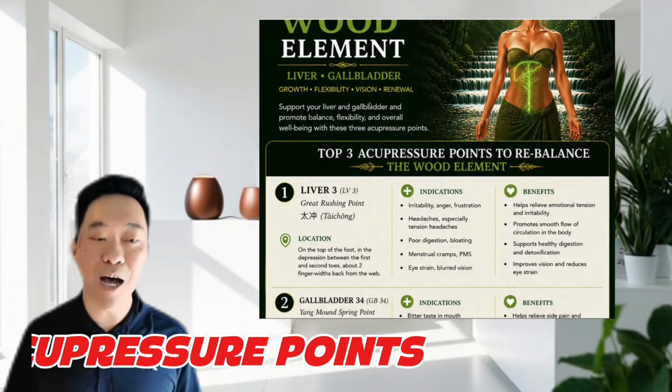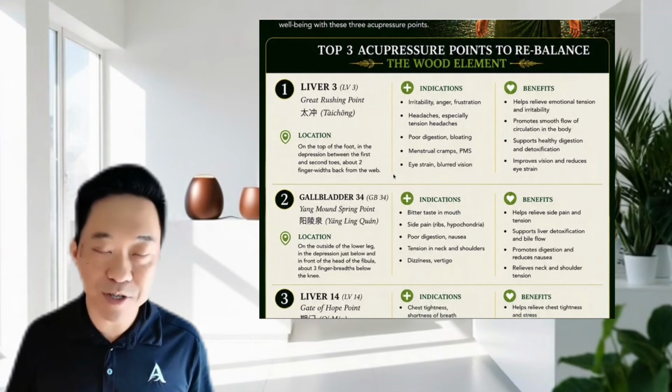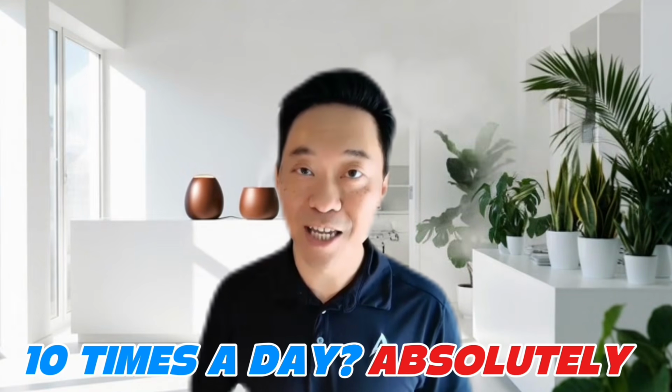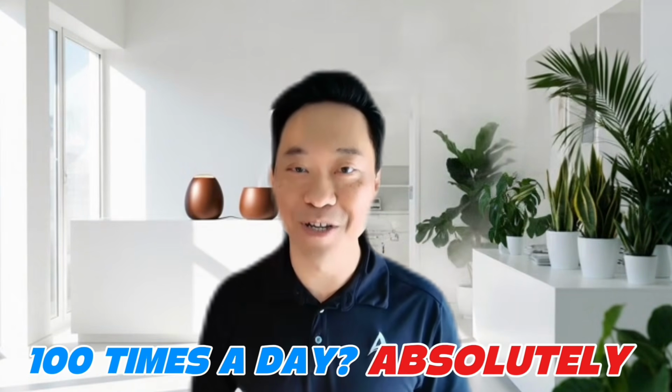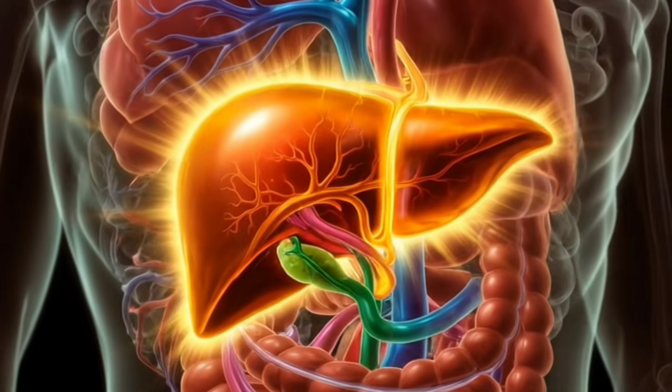And so here are the top 3 acupressure points that you have to do every single day, right before you go to sleep or throughout the day. It doesn't matter. Some people ask, how many times do I do it? You need to do it at minimum once a day. Can you do it 3 times a day? Absolutely. Can you do it 10 times a day? Absolutely. Can you do it 100 times a day? Absolutely. The more you do it, the better, because you're sending more stimulus to your brain to tell your brain, hey, let's rebalance my liver and gallbladder function.